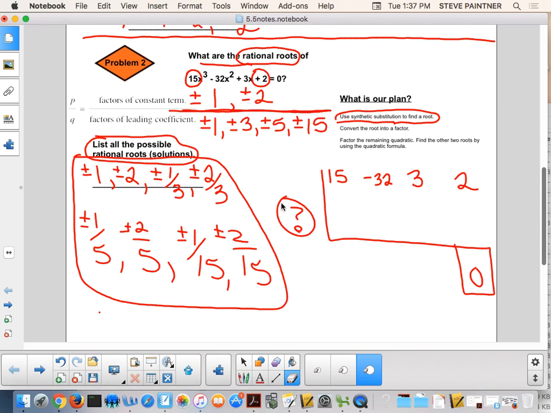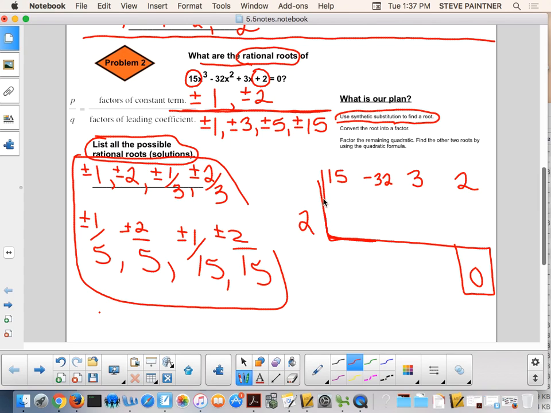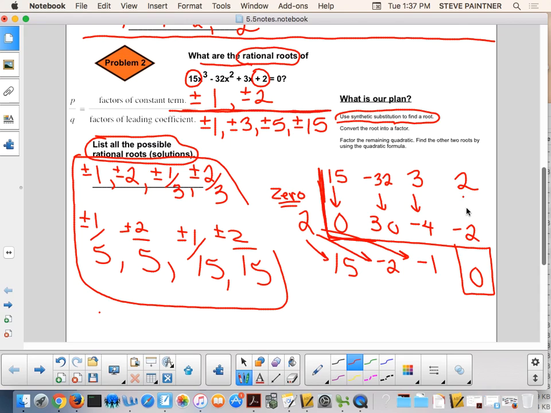We're going to do this. Put your 2 out there. We think this is a 0. What do you do here in the corner? Bring down the 15. Multiply, 30. Add, bring down. Multiply, -4. Add, bring down, -1. Multiply, -2. Okay, add down, you get 0. You got it. You guys got it.